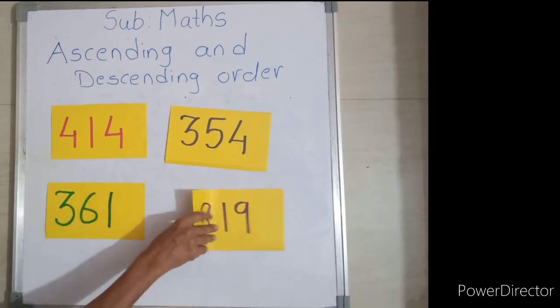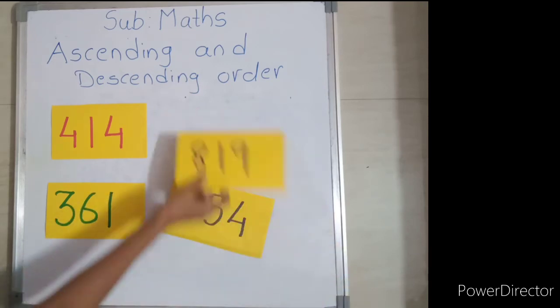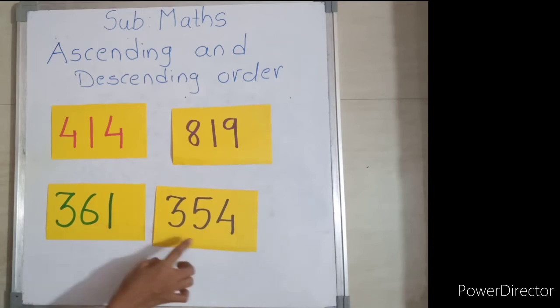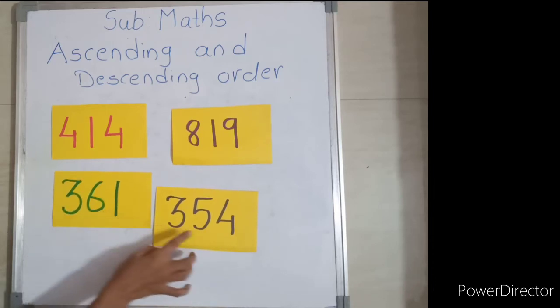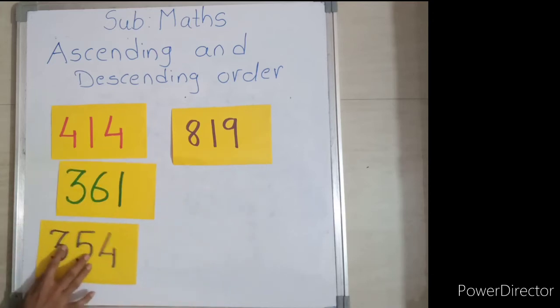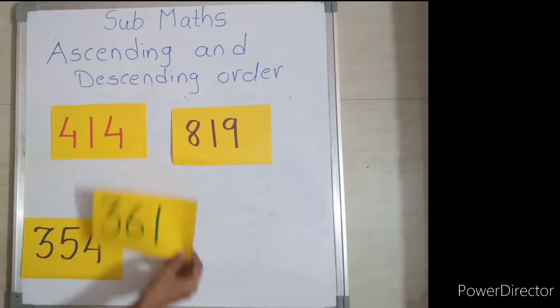So from these two we will compare the tens place. Here is 6 and here is 5. So yes, 5 is smaller than 6. So this number will come first. After this number will come.